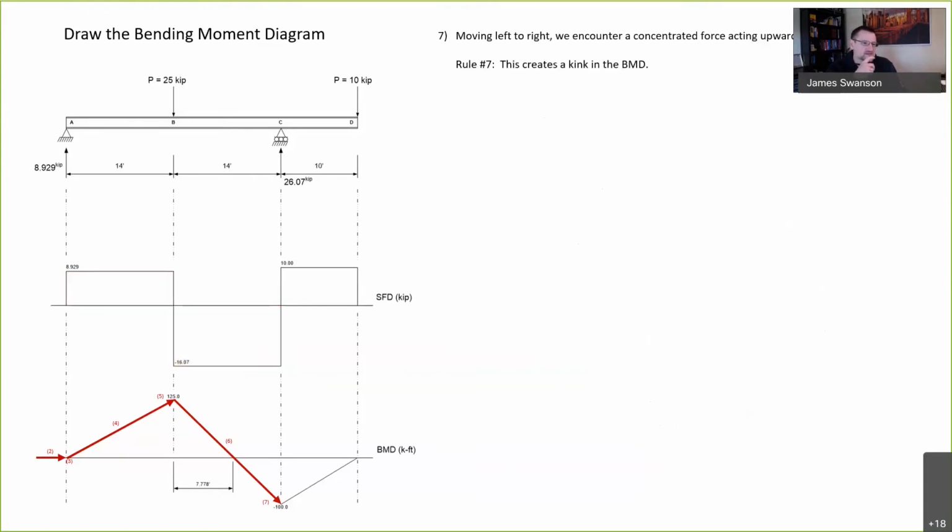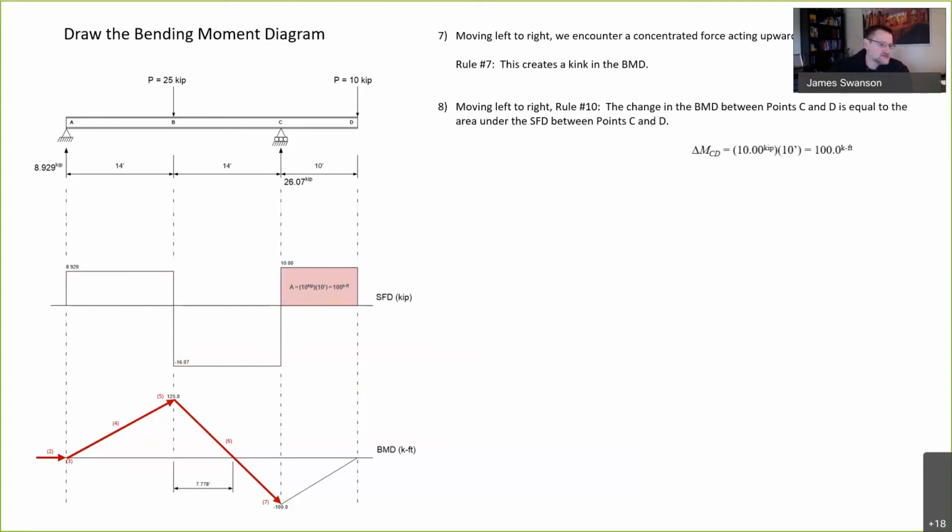Okay, moving left to right, we encounter a concentrated force acting upwards at point C. That's correct. So that creates a kink in the bending moment diagram. So moving left to right, rule number 10, the change in bending moment between points C and D is equal to the area under the shear force diagram between C and D.